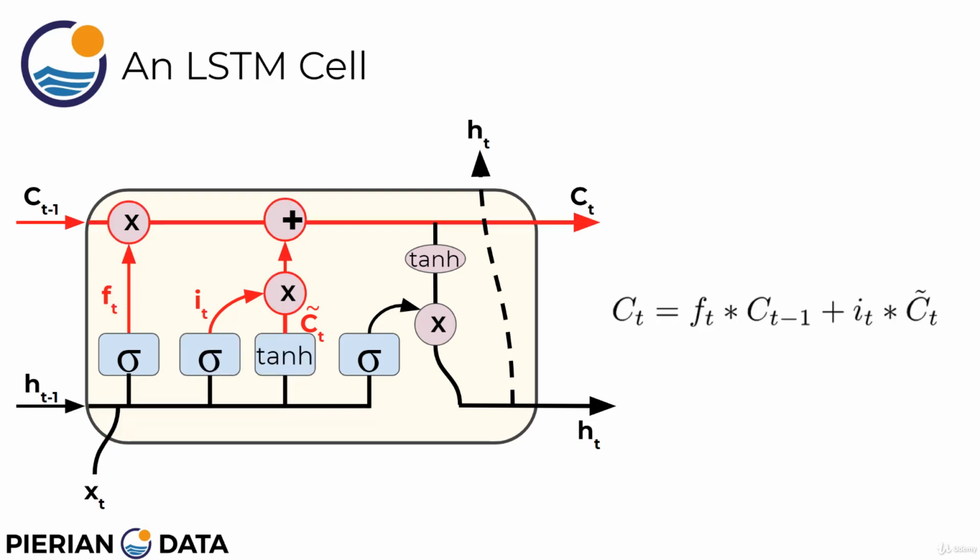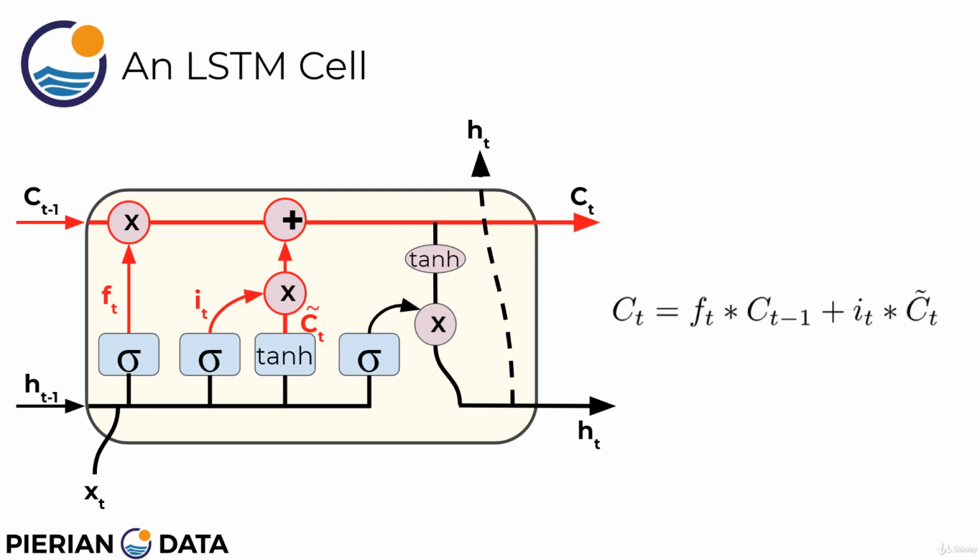Then, it's now time to update the old cell state, which is c of t minus 1. So what we do, in order to calculate the new cell state, c of t, that we're going to end up outputting, is c of t is equal to f of t multiplied by c of t minus 1, and then we're going to add i of t times those new candidate values.